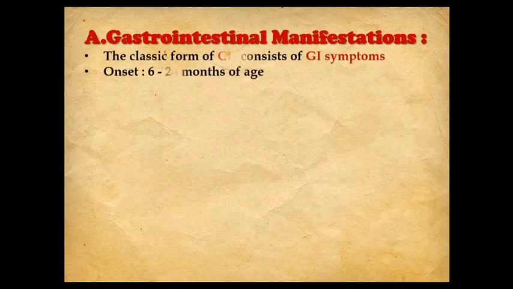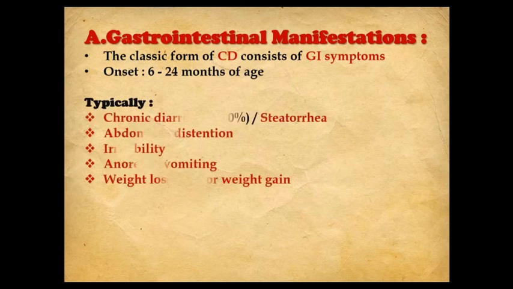Now, what are the gastrointestinal manifestations? The classic form of celiac disease consists of GI symptoms, and the classic onset is between 6 to 24 months of age. Why? Because this is the age of usual introduction of gluten in the diet. So what are they typically? Chronic diarrhea, less than 50%, and or steatorrhea, which means the excessive fat loss in the stool, abdominal distension, irritability, anorexia, and vomiting, weight loss or poor weight gain.